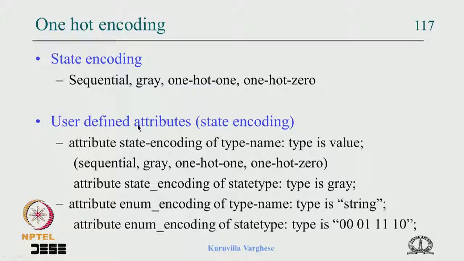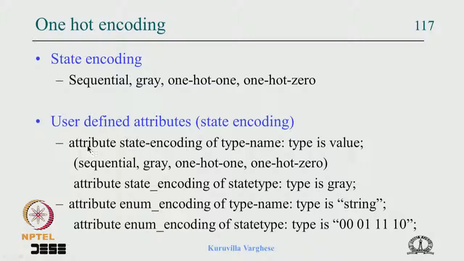So this can be controlled using some kind of attribute in VHDL code. You can have a state encoding like sequential, which is binary, where state 0 will have 00, state 1 is 01, and gray, which is a gray code, and one-hot, which is a single flip flop for a particular state. This can be controlled using some attributes.